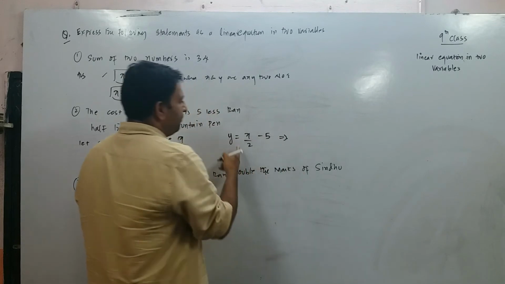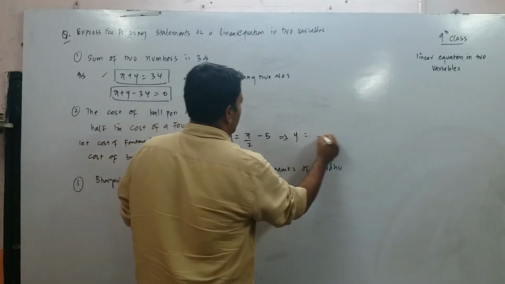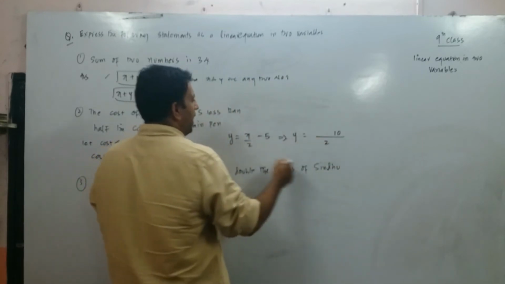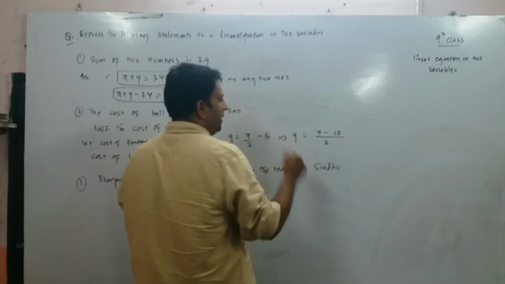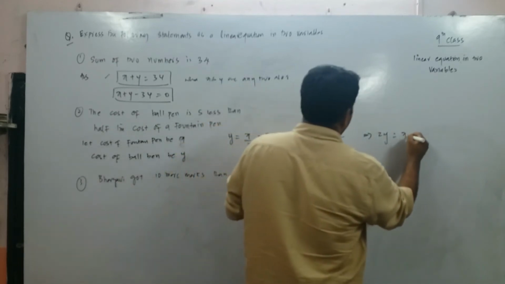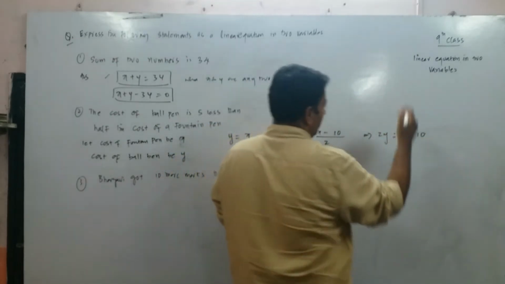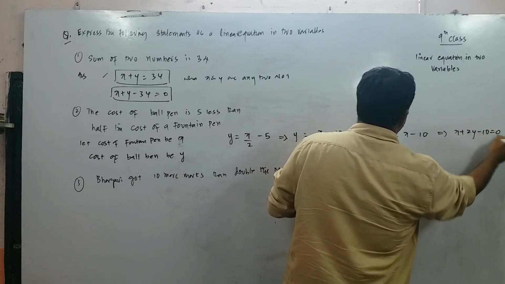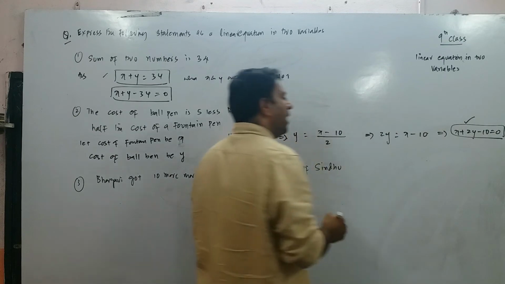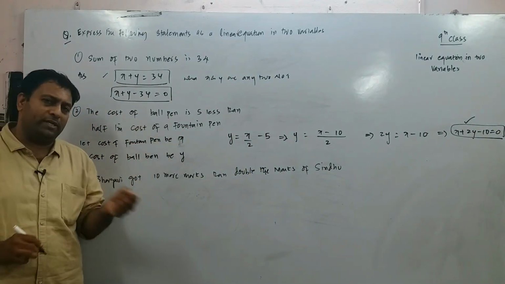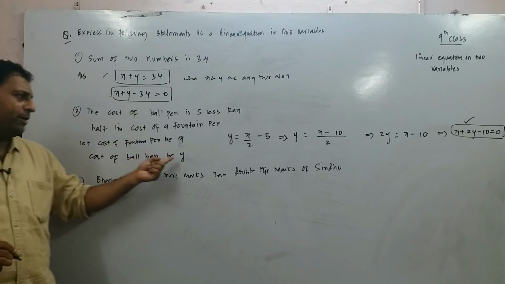Now very simple. I have to write y is equal to, what is the LCM? 2. So it is 2 5s are 10, and you have x here, cross multiply. When you cross multiply, 2y is equal to x minus 10. Everything you shift that side. X plus 2y minus 10 is equal to 0 is the required linear equation in terms of x and y, where the cost of fountain pen is x and cost of ballpoint pen is y.